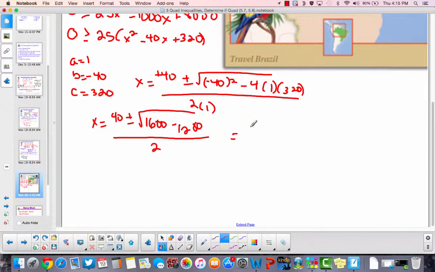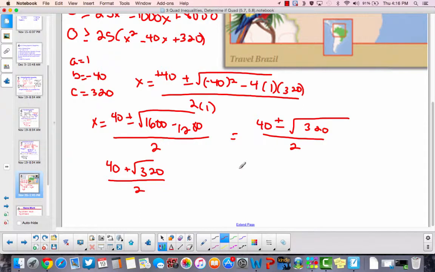When we work this out, we then get the two pieces. We get 40 plus or minus the square root, 1600 minus 1280 is 320, over 2. Now we could factor this out and break it down, but it's really going to help us if we have it in decimal form. So we're going to plug it into our calculator in two pieces. We're going to say 40 plus the square root of 320 over 2, and 40 minus the square root of 320 over 2.